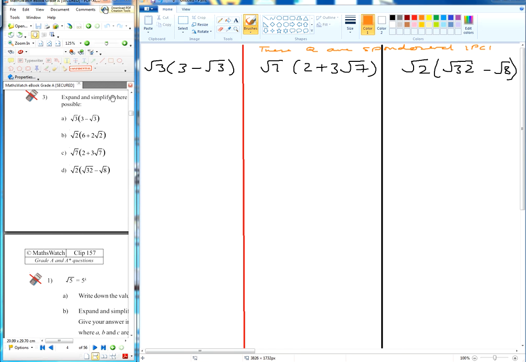Right, we've got root 3. Now let's spend some time multiplying these out. Root 3 times 3 will give us 3 root 3. We've got root 3 times minus root 3, so minus root 3 times root 3. Now let's do some simplifying. This won't simplify, it stays the same. A root term by itself will give you the number inside. So the answer will be 3 root 3 minus 3. Next.